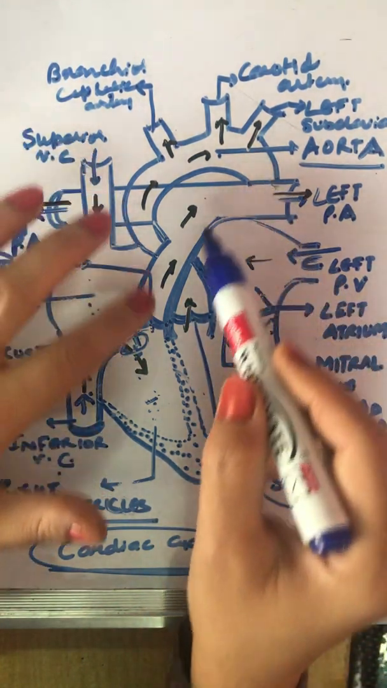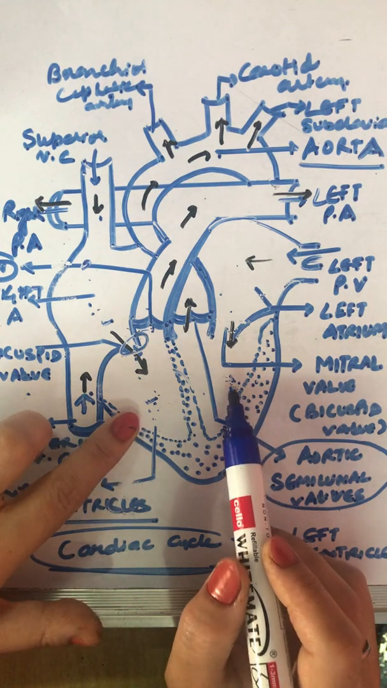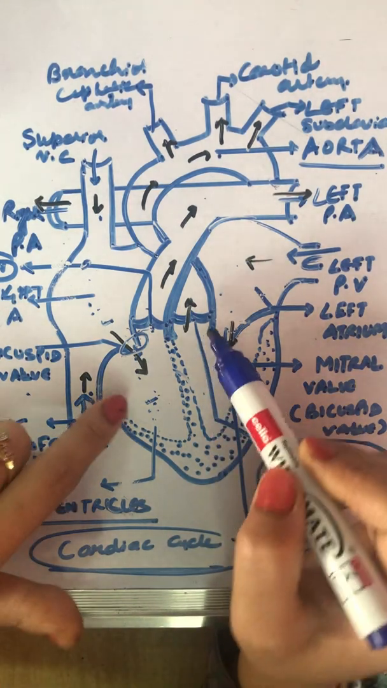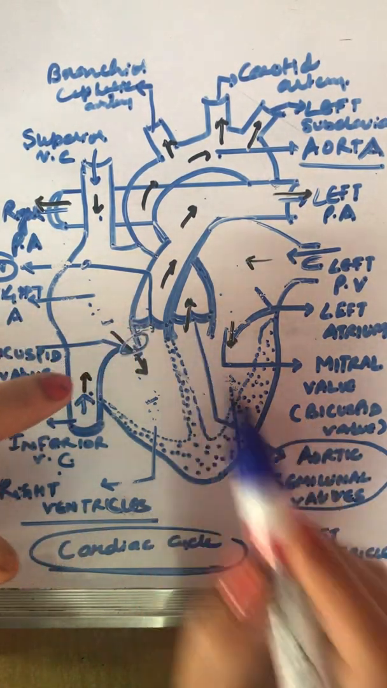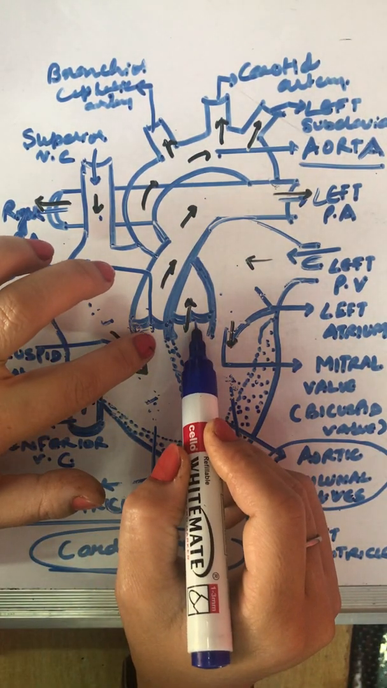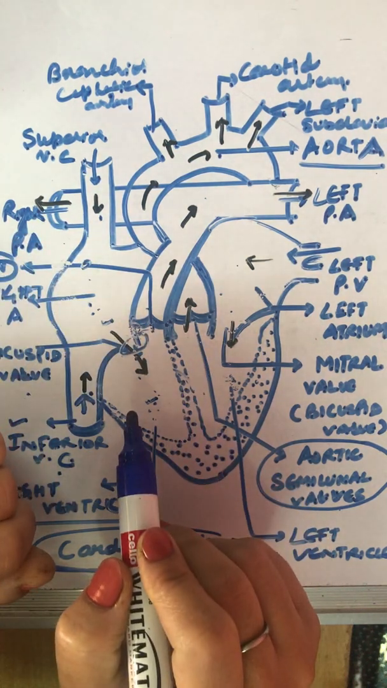Why? So that there is no backflow of blood into the respective ventricles, since they have done their part and they are in a relaxed state now. Fine. Closure of these two, the semilunar valves. Clear? This one and this one. These will create the second heart sound.